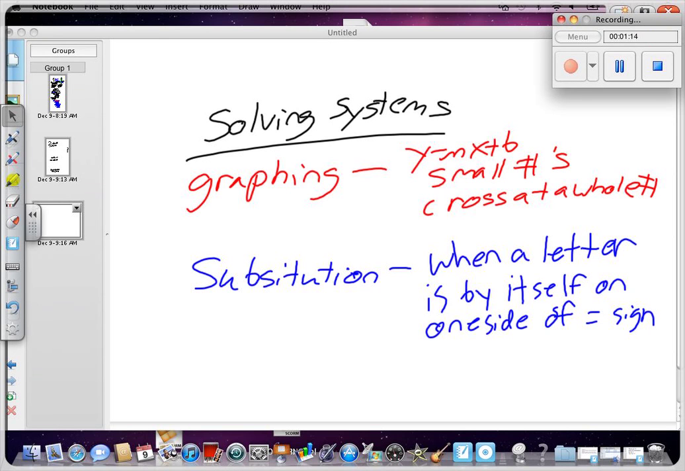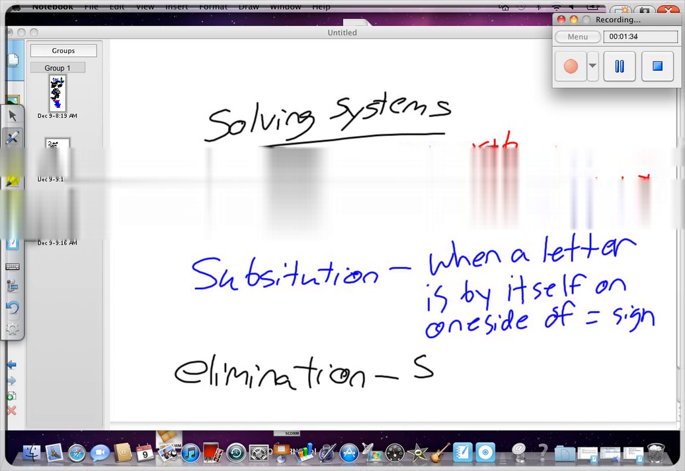Okay. And which is the final one, ladies and gentlemen? We've got graphing, substitution, and elimination. And when would we probably want to use elimination? When it's in what kind of form? Standard form. And that's ax plus by equals c. Okay. So those are the different ways we can solve it.